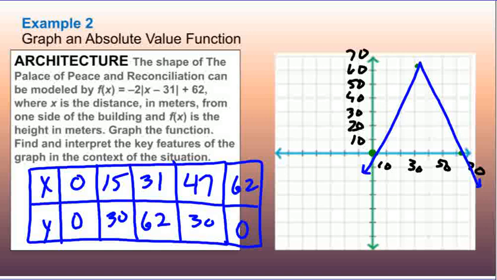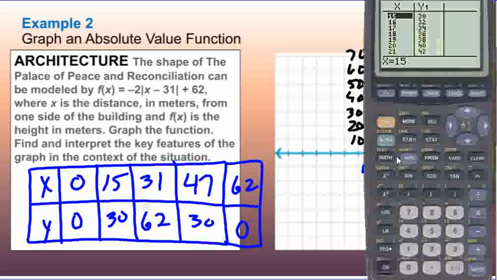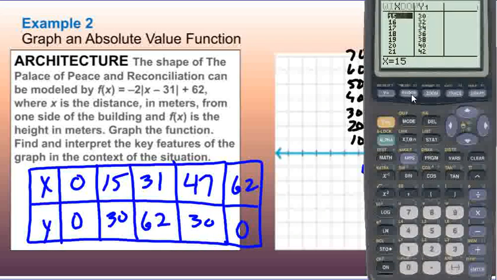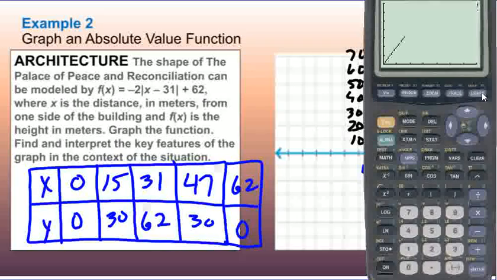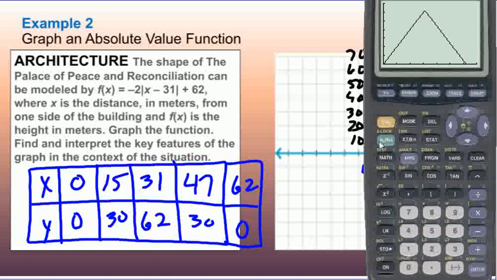Now on a calculator, if I wanted to graph that, I would just need to change my window settings to make this a little bit easier. So the x minimum is 0, the maximum, I'm going to make that 70. Scale, we can count by tens. The minimum is 0, the maximum, we'll go 70 here, counting by tens. Now if I were to graph this, you can see our graph there.